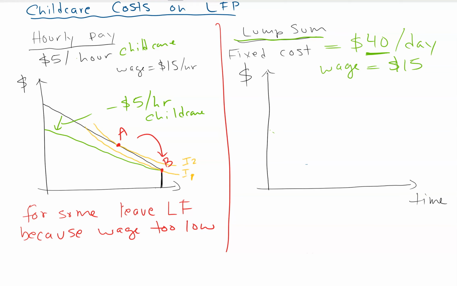Okay. So let's start with something first. We're going to assume you have like $30 a day of unearned income. So that's going to be 30. And then you make $15 an hour. Okay, something like that. So how do we put this childcare cost in?